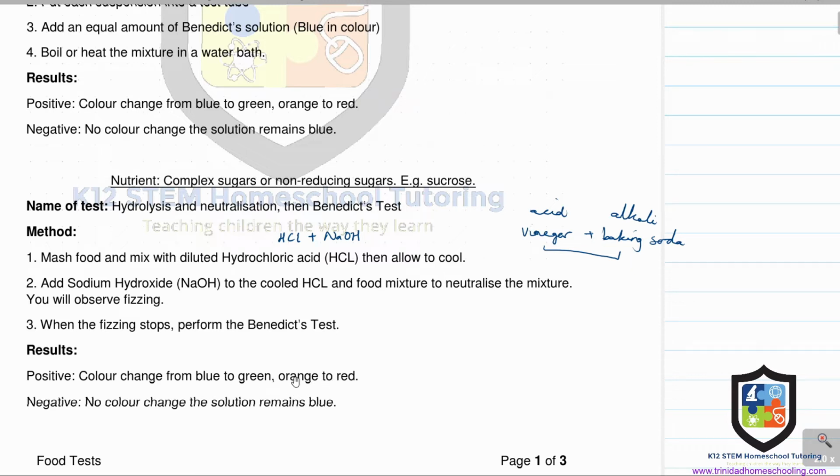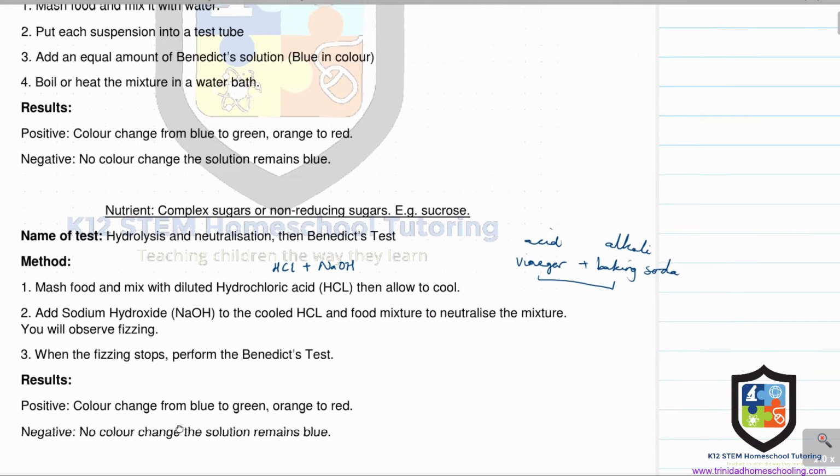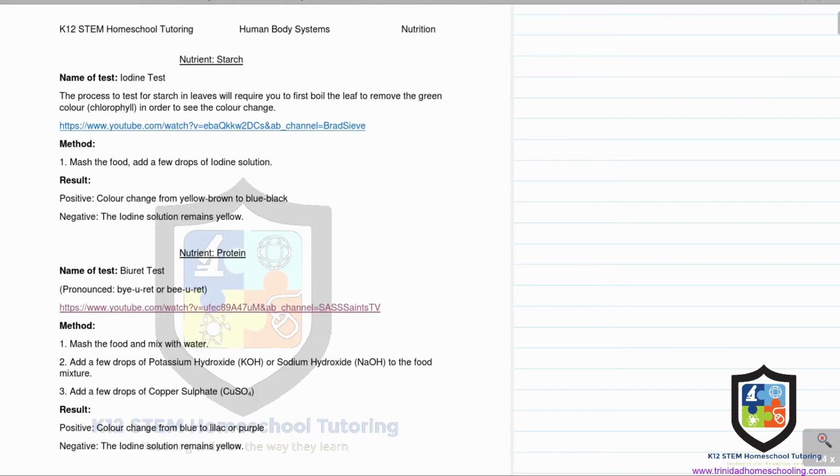Now if there's no sucrose in there, there's no color change. It remains blue. Alright, so there is no video because the video will be similar to the Benedict's test. The only difference is we're adding hydrochloric acid before and sodium hydroxide, and then you'll see fizzing. Alright, so let's do the test now for starch.